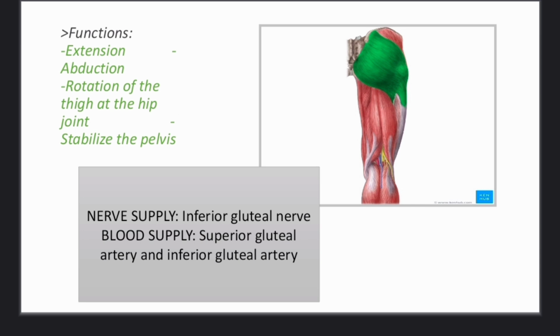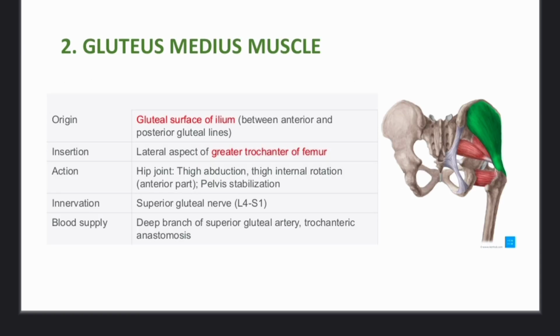Functions: the gluteus maximus is the largest and most powerful muscle of the gluteal region. Its main functions are extension of the thigh at the hip joint, lateral rotation of the thigh, assisting in abduction of the thigh, especially through its upper fibers, and stabilization of the pelvis and trunk during standing, walking, and running. Therefore, the gluteus maximus plays an important role in activities such as climbing stairs, running, jumping, and rising from the sitting position. Second muscle, gluteus medius muscle.